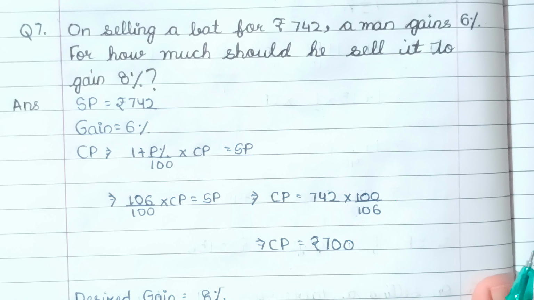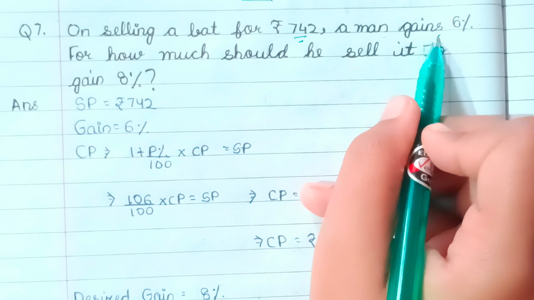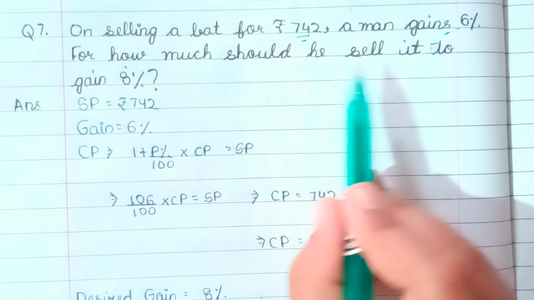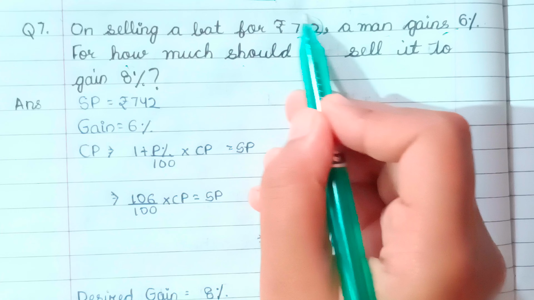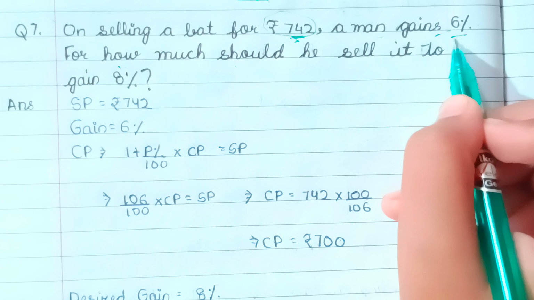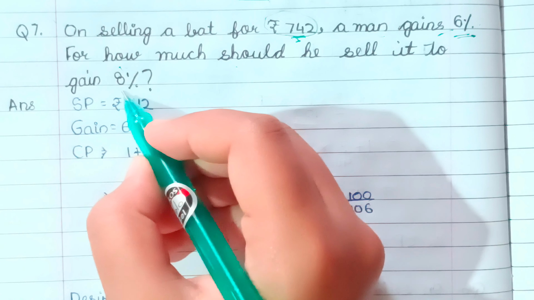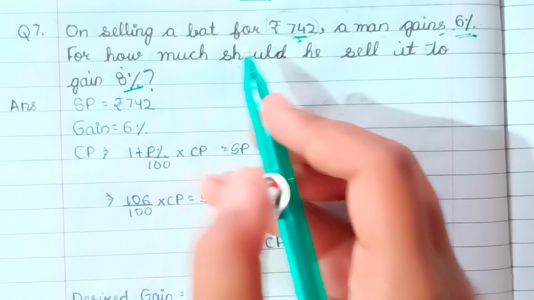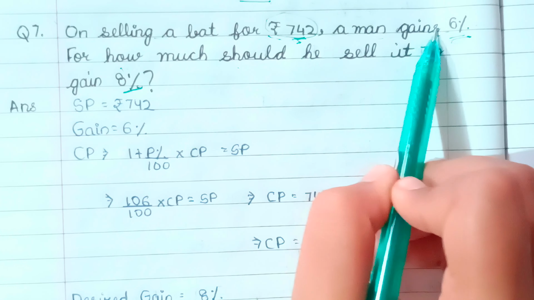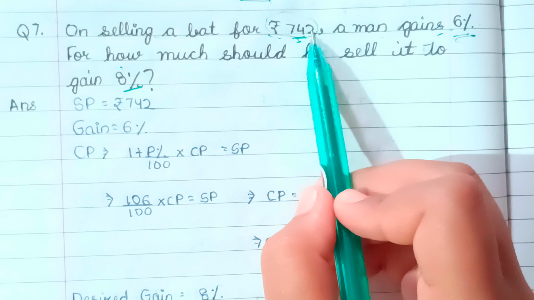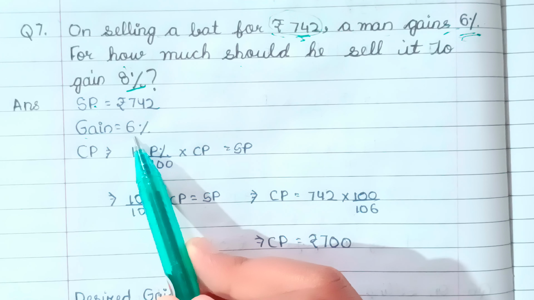Question number 7 is, on selling a bat for rupees 742, a man gained 6%. For how much should he sell it to gain 8%? When the SP of the bat is rupees 742, the man has 6% profit. Then how much should be the SP for him to gain 8% profit? First of all, let us find the cost price upon which he has gained 6% profit by selling it for rupees 742. So the SP is rupees 742 and the gain is 6%.